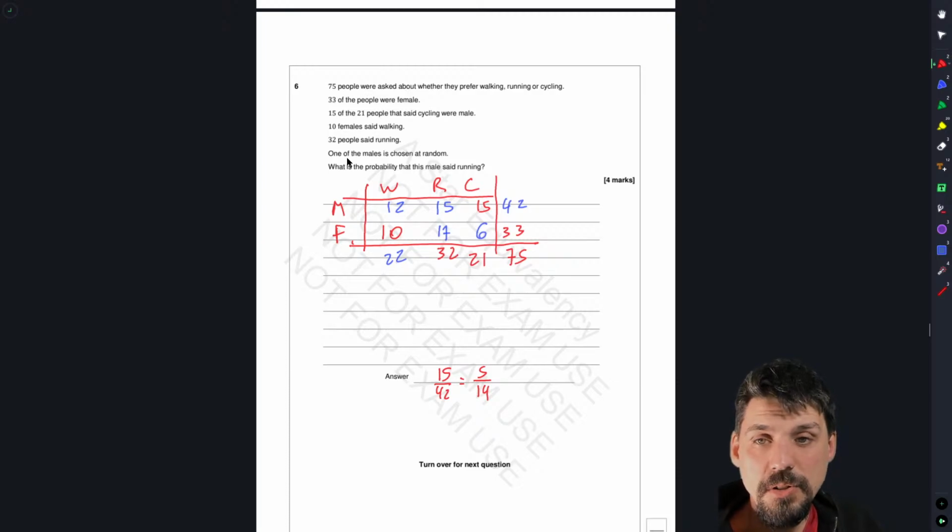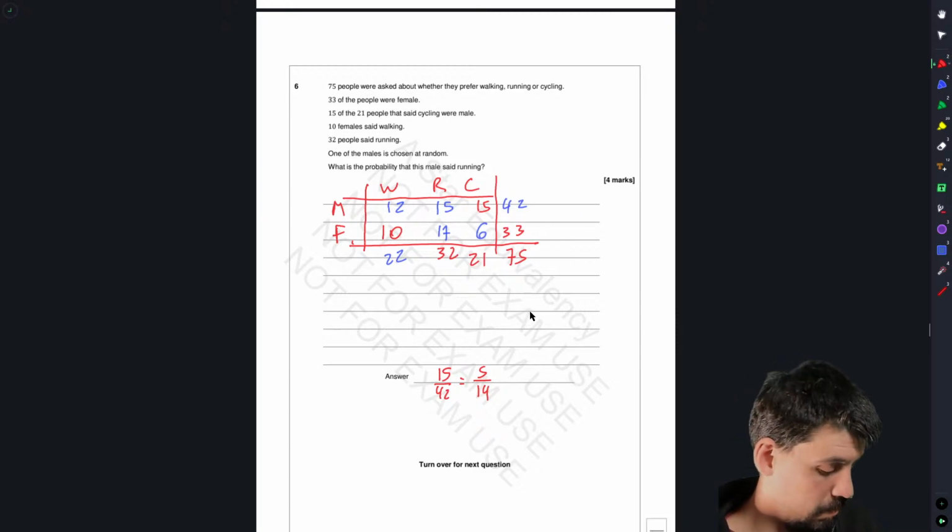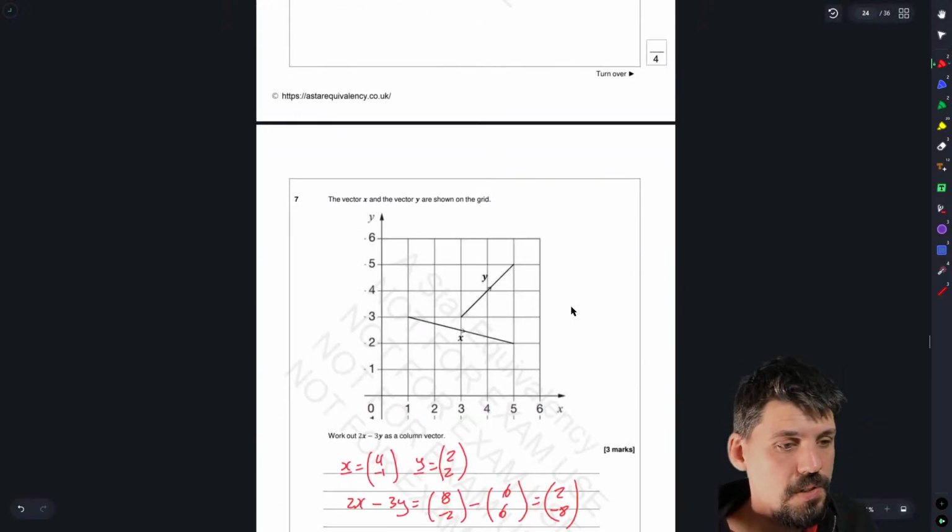A male is chosen at random. What is the probability that this male is running? So we're only looking at the males. So it's 15 out of 42. 5 out of 14. Awesome.